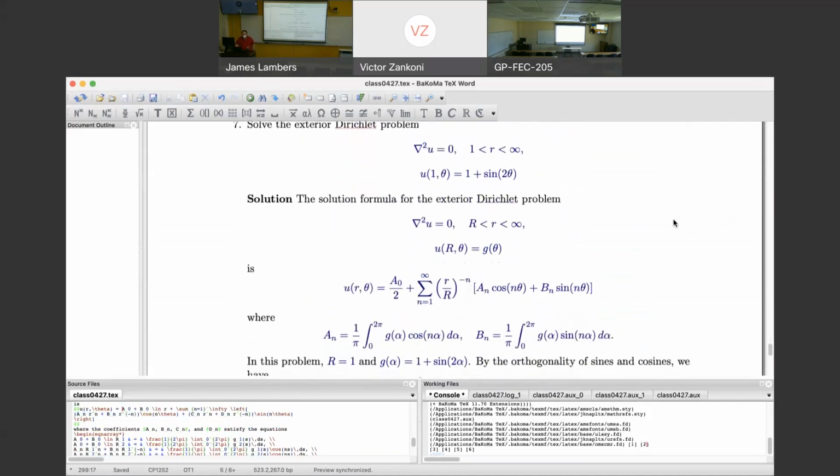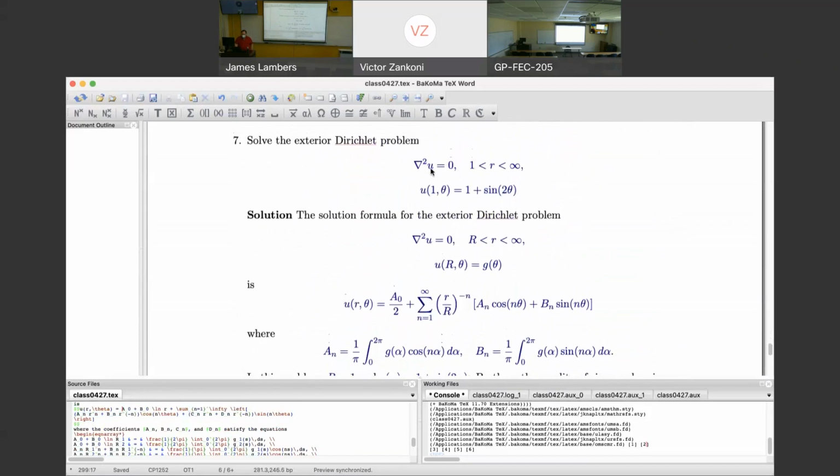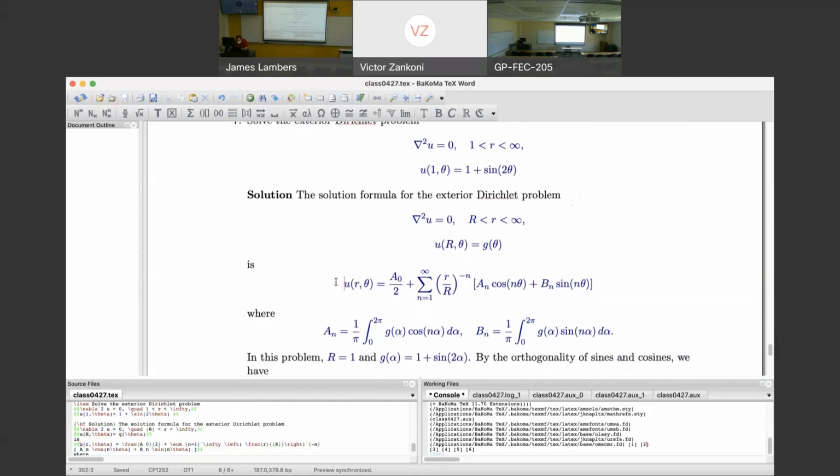Last problem. Exterior Dirichlet problem. So Laplace's equation for r greater than some value with some boundary data. Now it's the inner boundary, the domain stretches off to infinity. Once again, you have a general solution formula, similar to the interior case, just that now you have r raised to the minus n instead of a plus n. The formulas for An and Bn are exactly the same as in the interior problem.